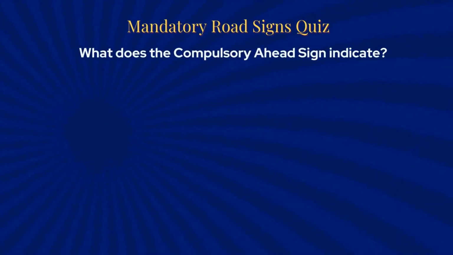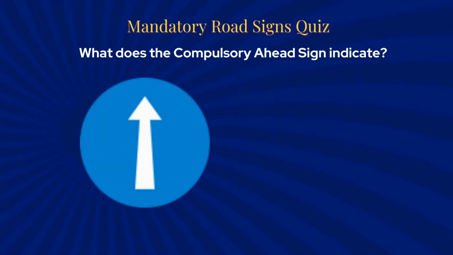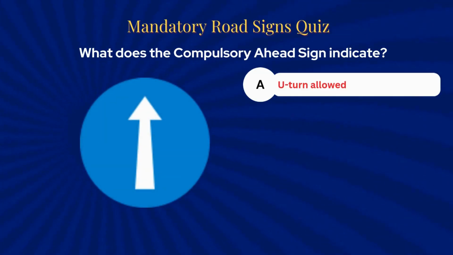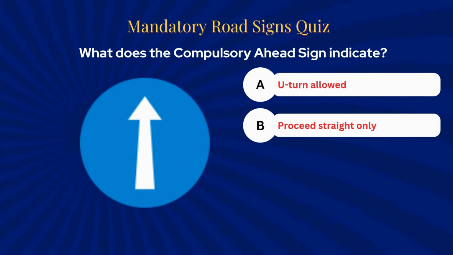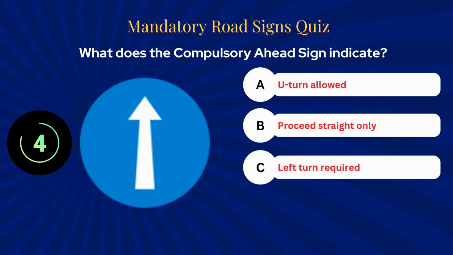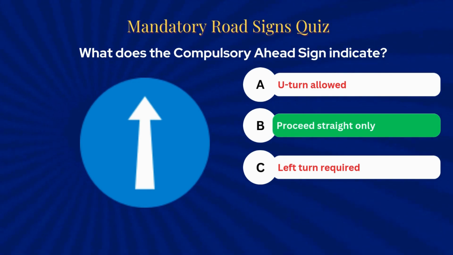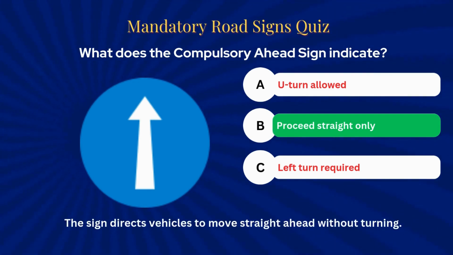What does the compulsory ahead sign indicate? Options are U turn allowed, proceed straight only, and left turn required. Answer is proceed straight only. The sign directs vehicles to move straight ahead without turning.